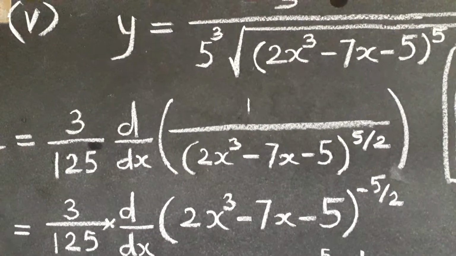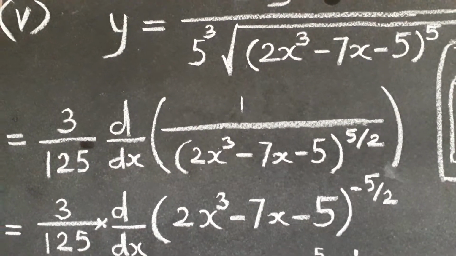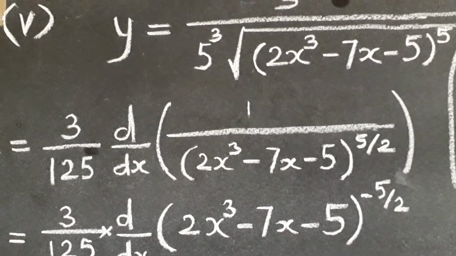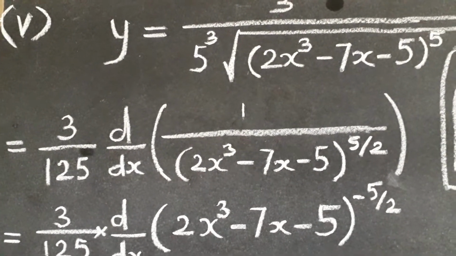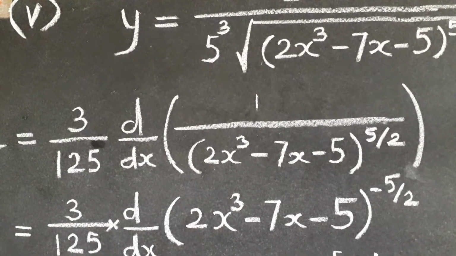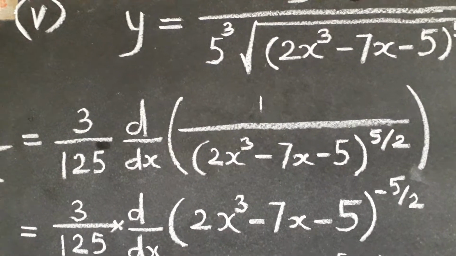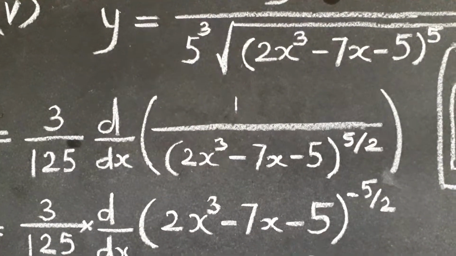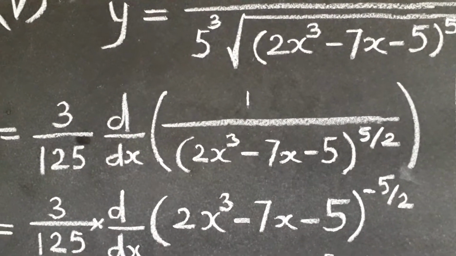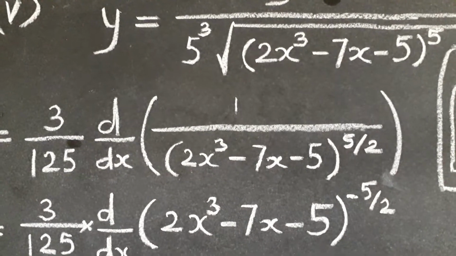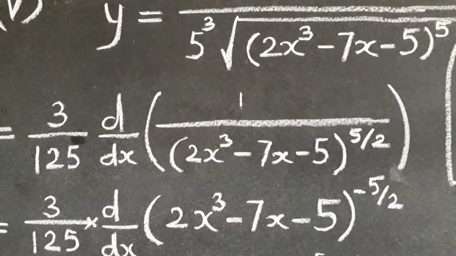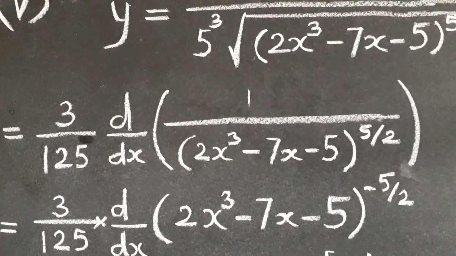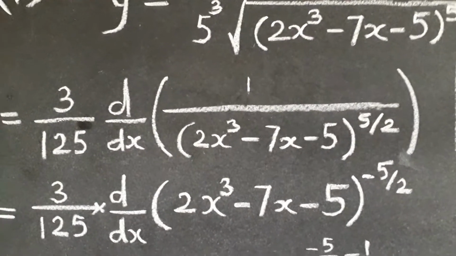Instead of writing square root and 5, since both of them we treat as an index, we can combine these two indices using laws of indices, and hence we can express that as (2x cube minus 7x minus 5) the whole raised to 5 upon 2. Okay, now we want to differentiate this expression.